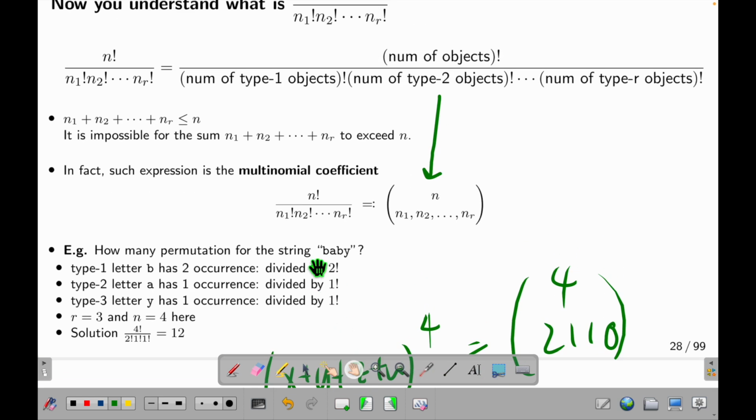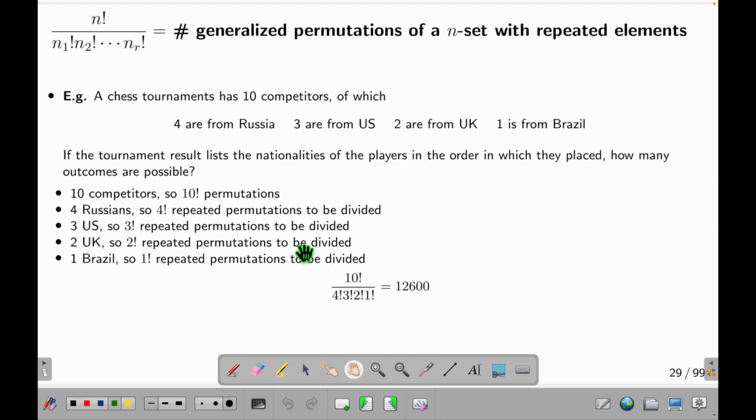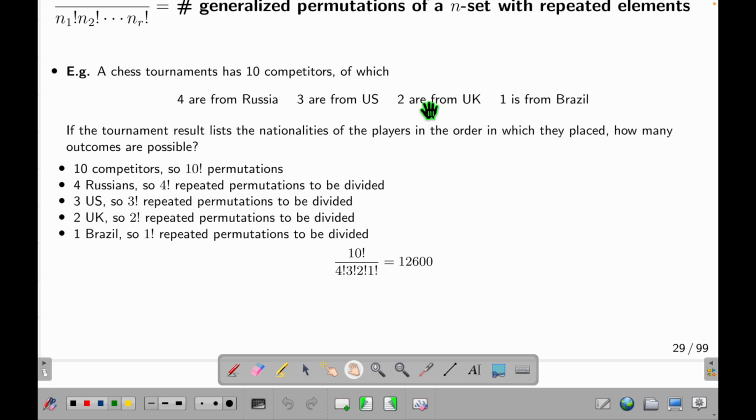But now we're talking about permutation. Here's another example. This formula is just factorial divided by factorial, and it has a fancy name called division rule, but it doesn't matter. So suppose I have 10 chess players. Let's say there are 4 from Russia, 3 from US, 2 from UK, 1 from Brazil. Usually these are the places where people are very good at chess, okay?